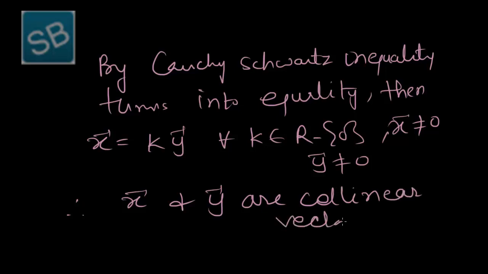So this was all about our theorem, that is, if we have to prove two vectors are collinear, then take the cross product of these two vectors. If it comes out to be 0, then they are collinear.